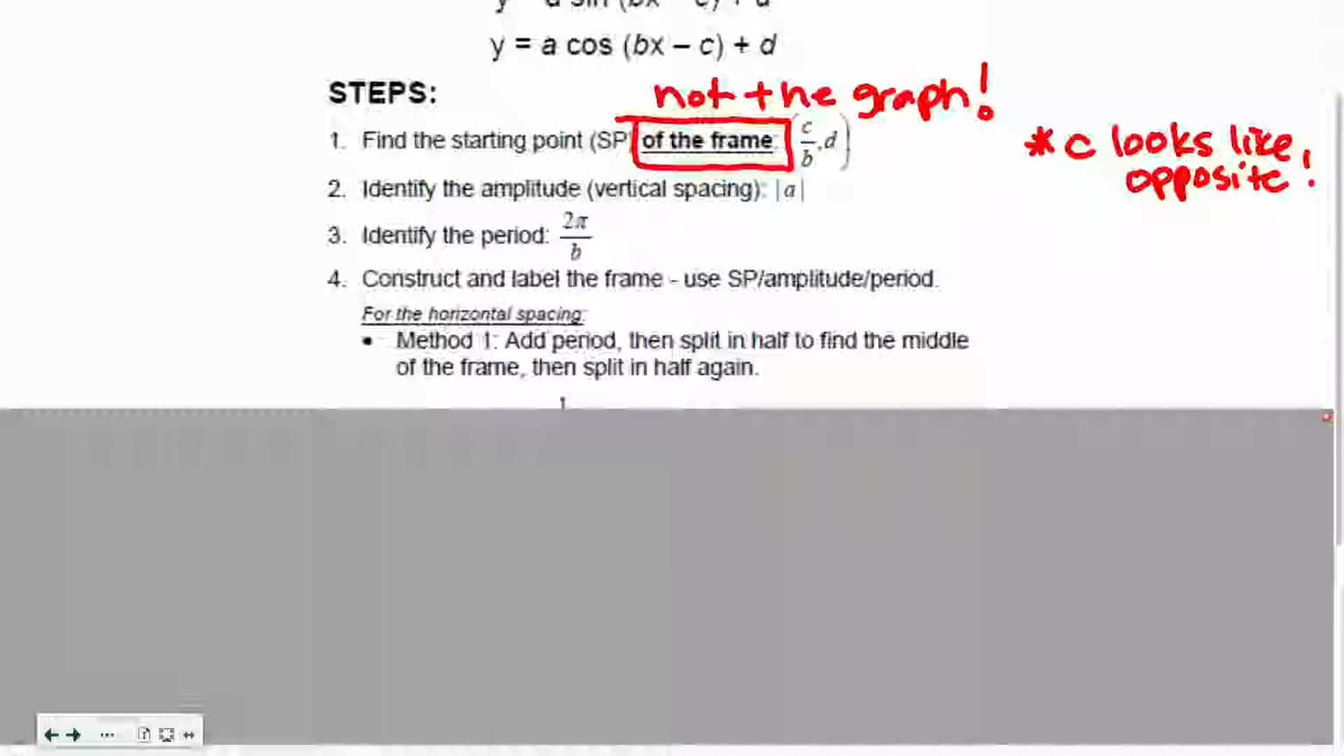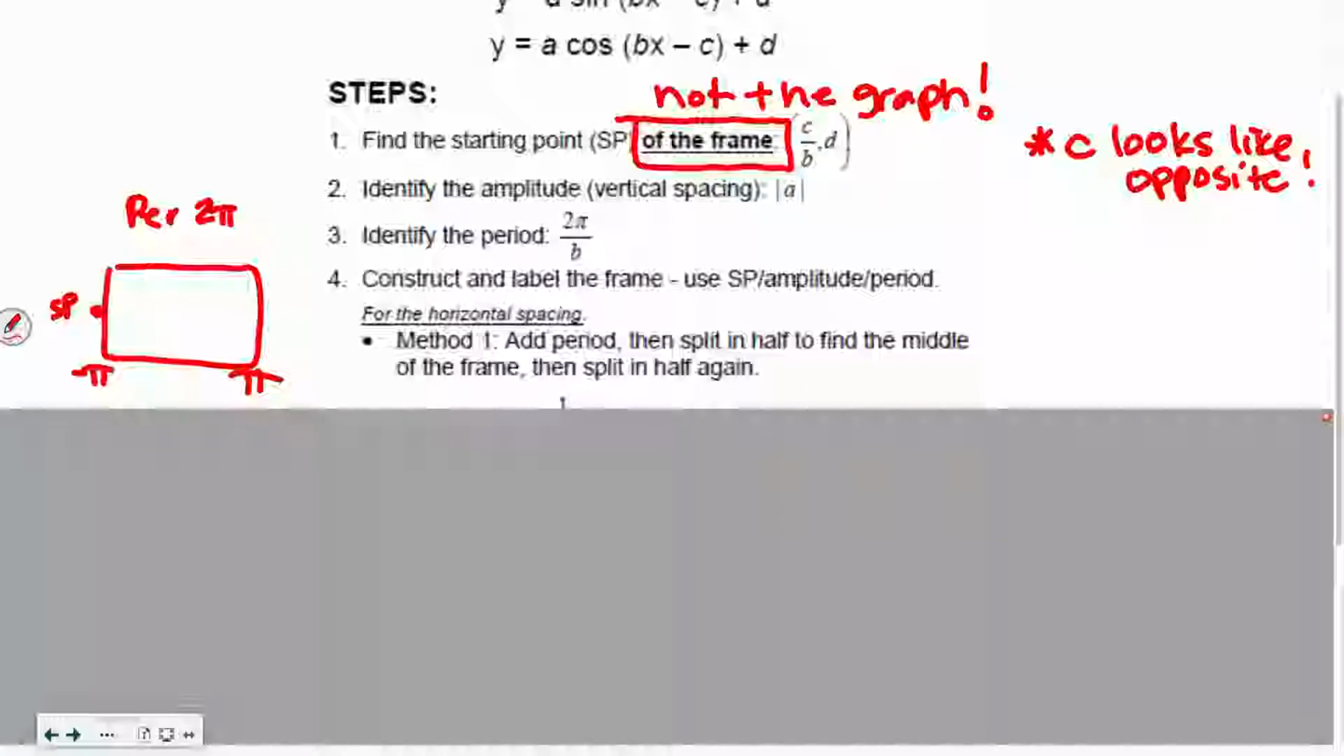Okay, method 1. You have a starting point. Let's say I had a horizontal shift. It starts at negative pi horizontally, so I went left pi. And let's say in this example that my period is 2 pi, regular, no stretch or shrink horizontally. Method 1, add the period. So negative pi plus 2 pi would be 1 pi. So that's the end, because then you have one full period in the window, negative pi to pi.